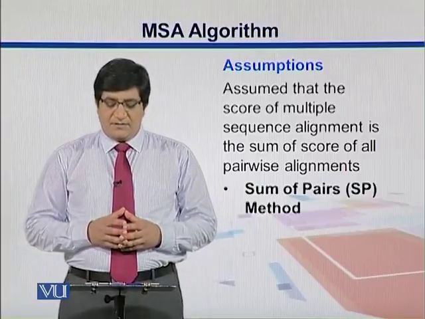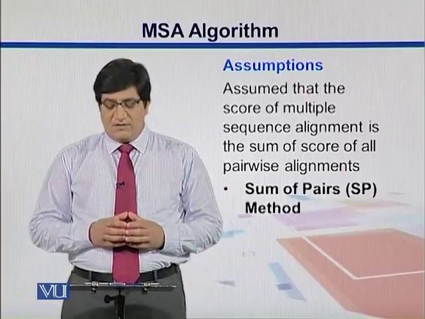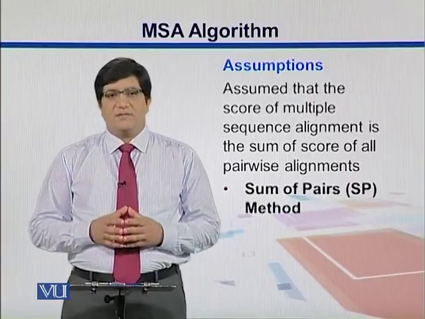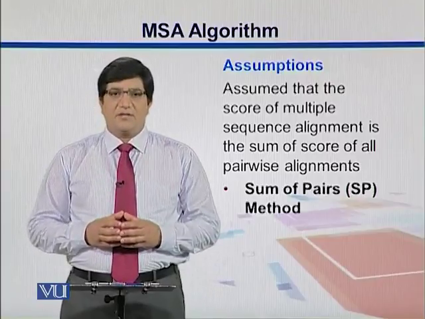It assumes that the score of a multiple sequence alignment is the sum of the scores of all pairwise alignments. So there is a sum of pairs, or SP, method that has been implemented in this algorithm.